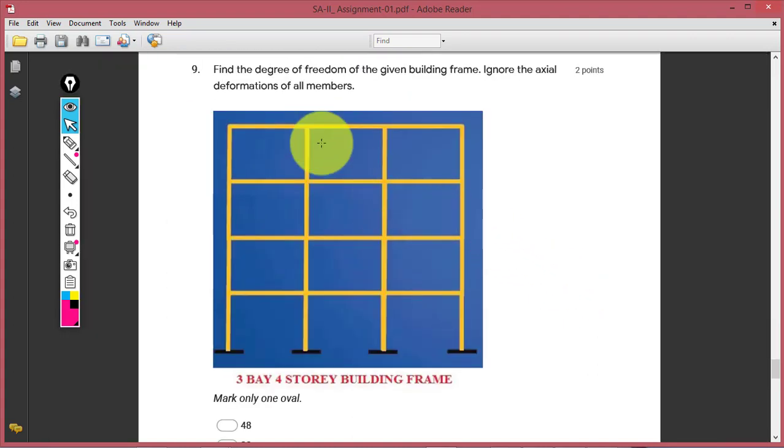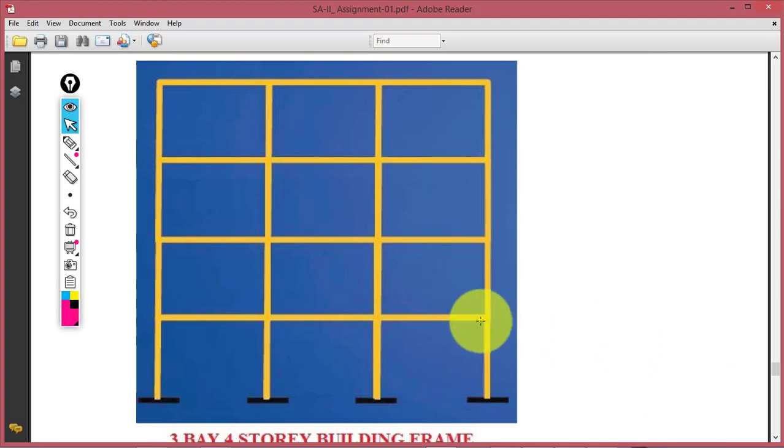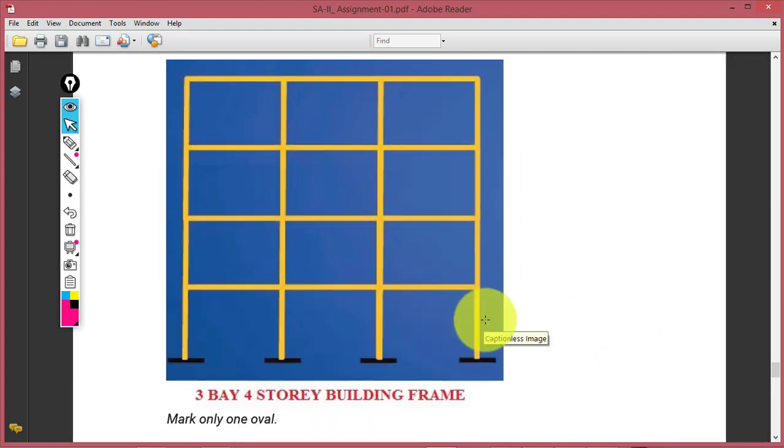Okay, let us take the next question. Find the degree of freedom of the given building frame. Ignore the axial deformation of all members. So a building frame is given, a 2D frame. Find out the degree of freedom of the structure ignoring the axial deformation. It is also a simple question.